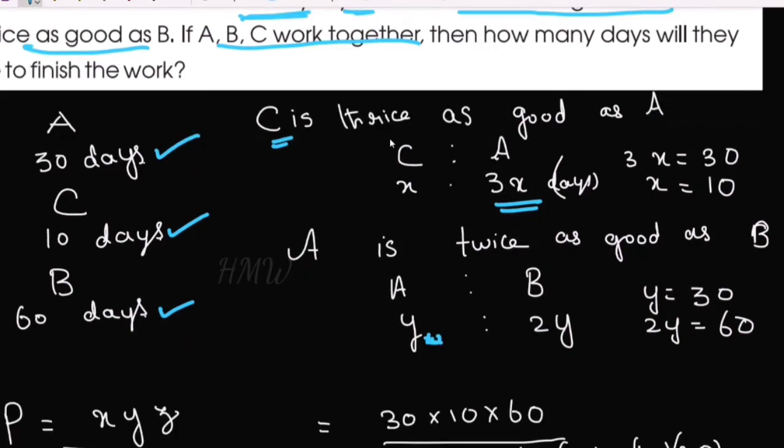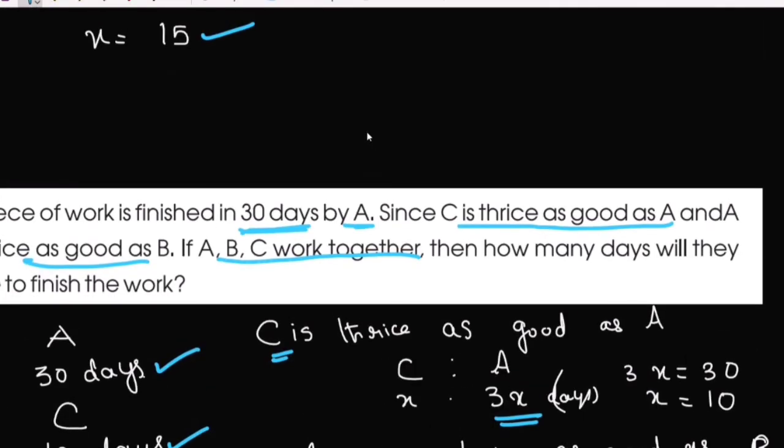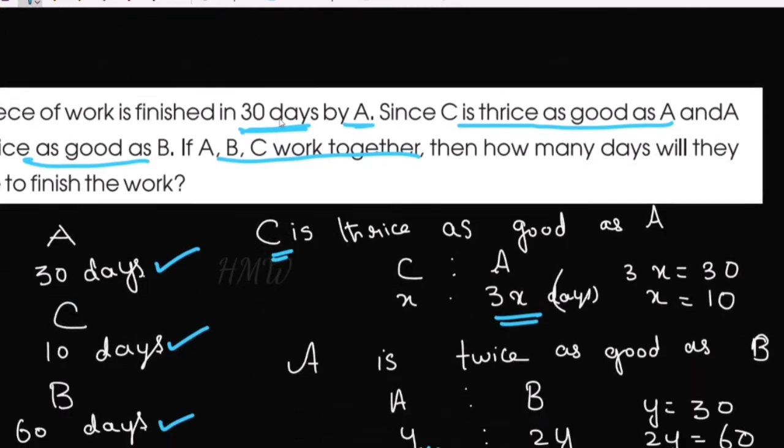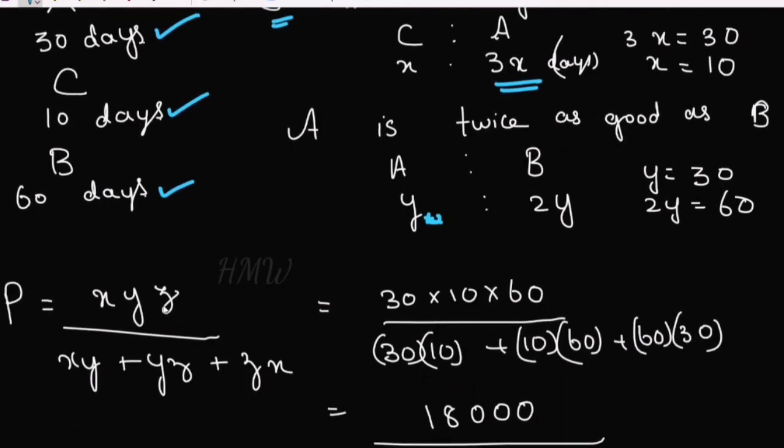If they work together, the formula we just learned is: if two people work together, the number of days taken will be M into N by M plus N. If 3 people are working together, the number of days taken by them, the formula will be XYZ by X into Y plus Y into Z plus Z into X.